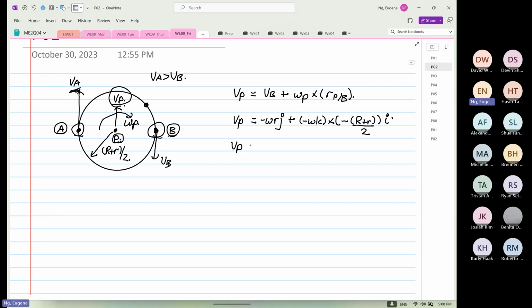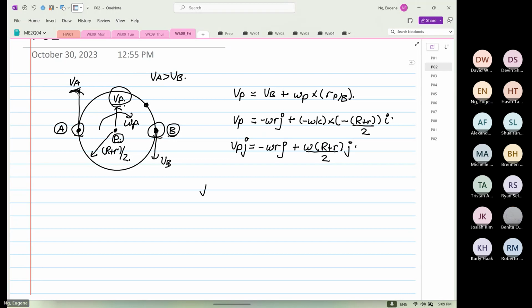So VP is equal to minus omega Rj. K cross I is positive J, and is J positive, so this will be equal to positive omega R plus R divided by 2. Okay. So we also know VP is also in the what? J component only, right? Because it's going up.